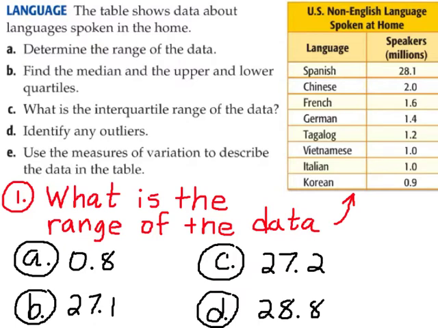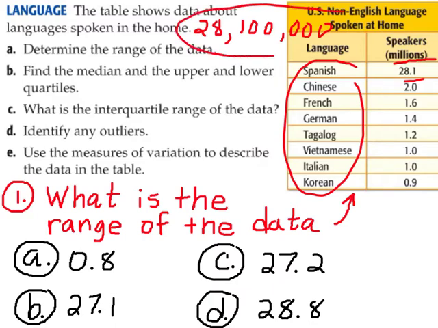All right, our first example is taken from your textbook on page 464. We're going to go through each of these questions, starting with A, working our way down. So the table shows data about languages spoken in home. And we have the various languages all over here, and the number in millions. So this would be 28.1 million, which actually looks like this. So just so you know, 28.1 million is 28,100,000. Just to throw that out at you to make sure you're aware of what 28.1 million is.